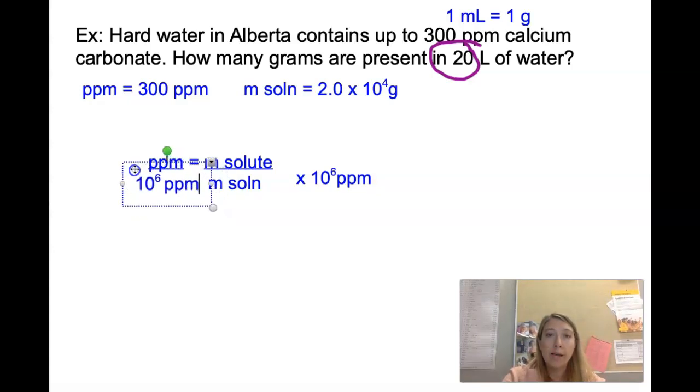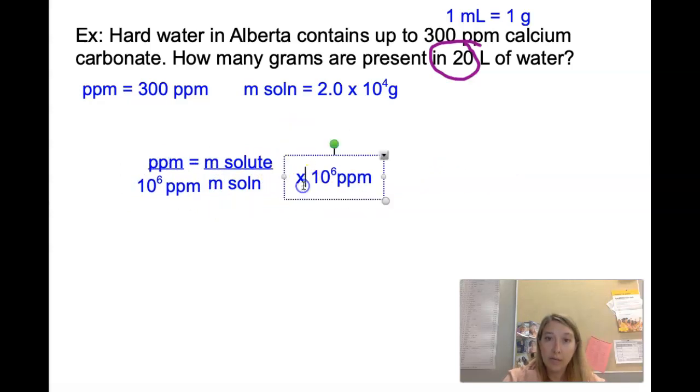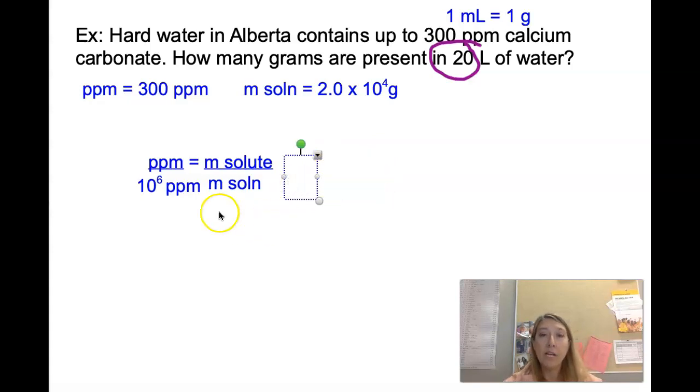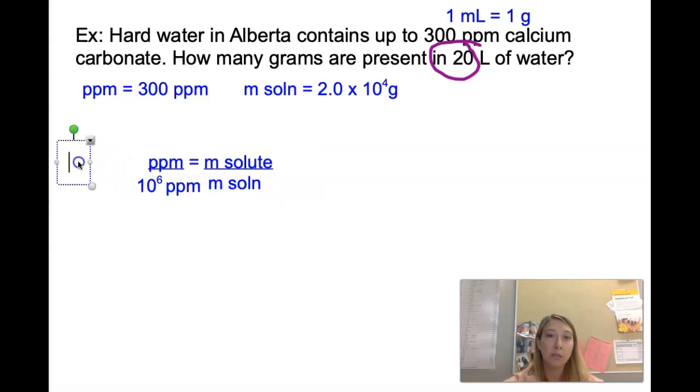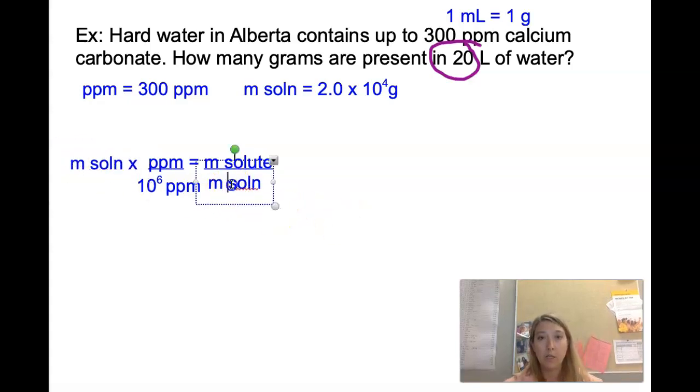In doing that, we can get rid of this. Then the next thing to do is, again, we just want mass of solute. We need to get rid of mass of solution. The way to get rid of mass of solution is to multiply by it. So we're going to go over here and do mass of solution times, and in doing that, we can now get rid of it over here. So we've rearranged our equation so that the mass of the solute is equal to the mass of the solution times the parts per million divided by the 10 to the 6 ppm.